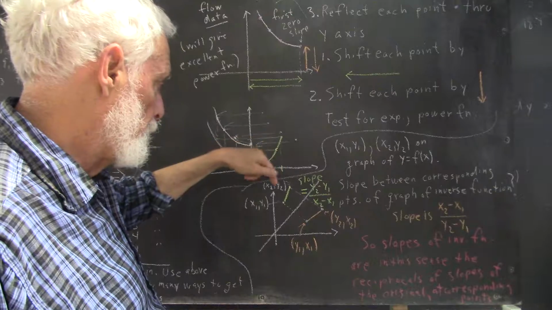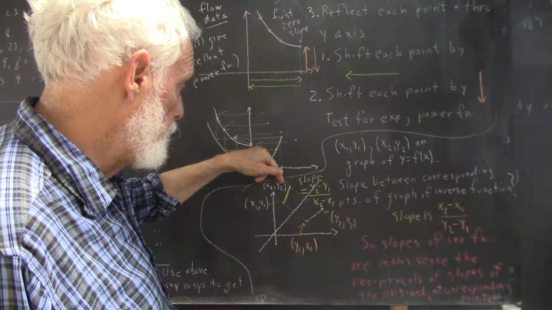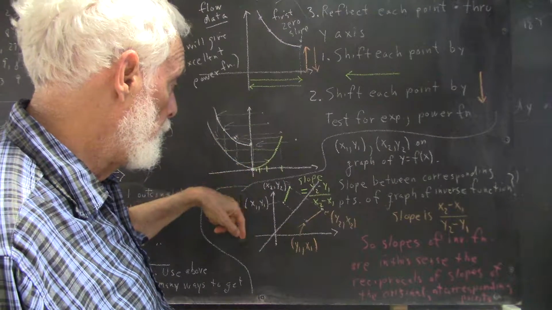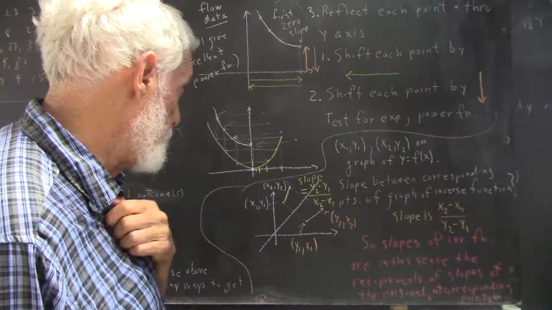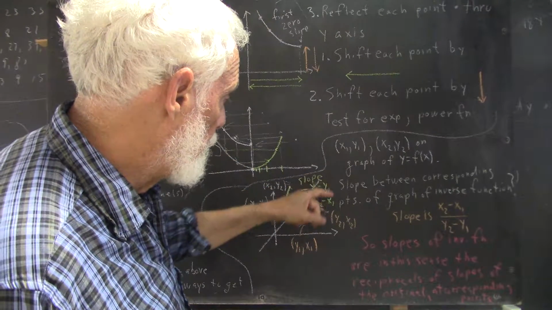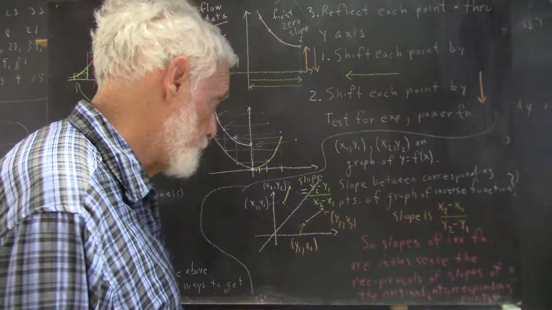Well, it's very obvious. It's rise divided by the run. The rise is y2 minus y1. The run is x2 minus x1. So the slope is y2 minus y1 over x2 minus x1.